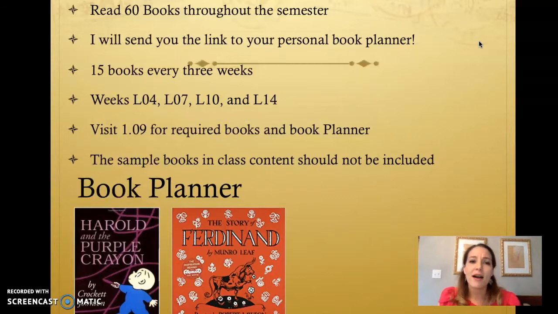Where you can find the books that are required are in lesson 1.09, and it gives a list of everything. And just so you know, the sample books that we read in class, not the required books, do go in your book planner, but the sample books within the content, Sister Hawkins from BYU Idaho on campus reads a book in a Prezi presentation, and those should not be included in your book planners.